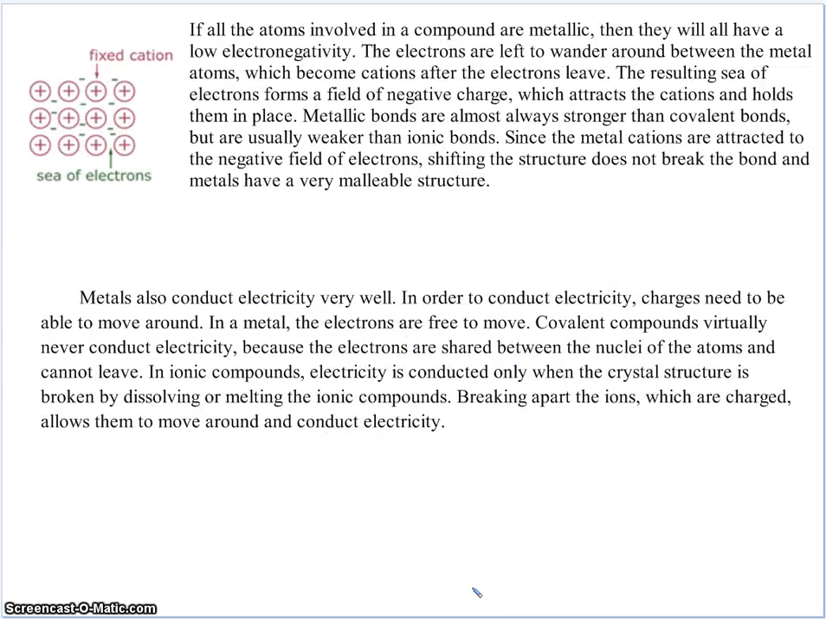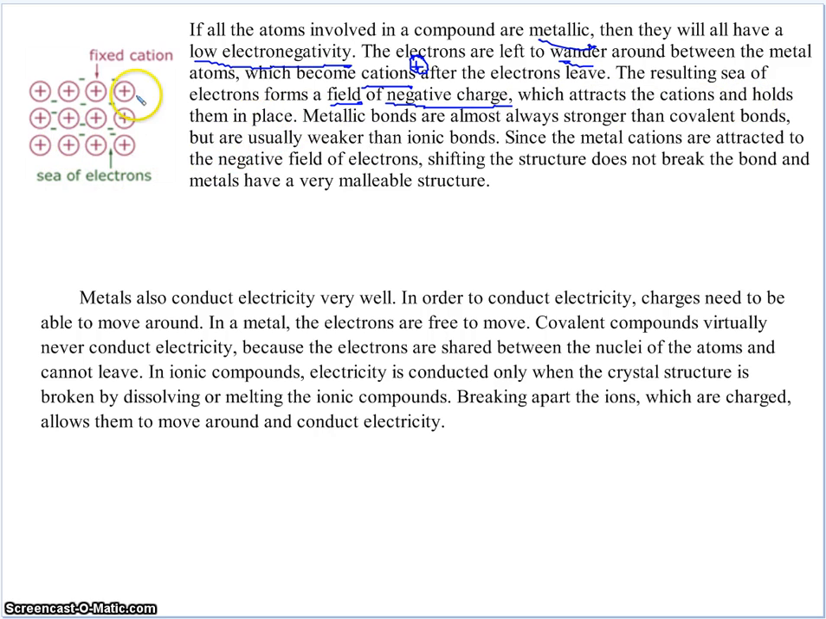Okay. What else? So it says, if all the atoms in a compound are metallic, this must be metallic, then they will have a low electronegativity. So they all don't attract electrons. Electrons are left to wander around between the metal atoms, which become cations after the electrons leave. Okay, yeah, losing electrons gives cations, which again are positive. The resulting sea of electrons forms a field of negative charge, because electrons are negative, which attracts the cations and holds them in place.